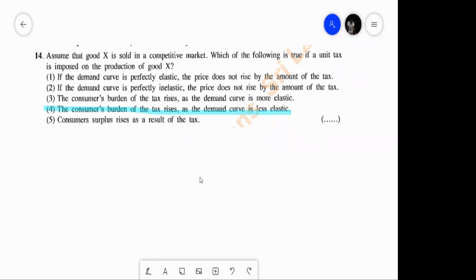Why can't it be answer one? Okay, answer one. If the demand is perfectly elastic, let me try drawing this. Demand, okay, so you have a curve like this. Demand is perfectly elastic. You have a supply curve, right? If the demand is perfectly elastic, the price does not rise by the amount of the tax.